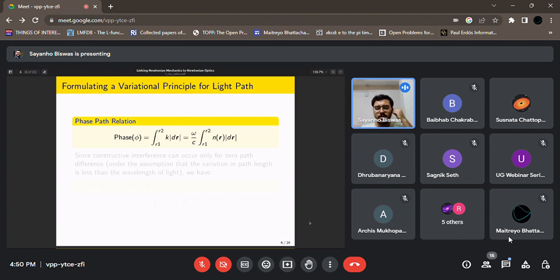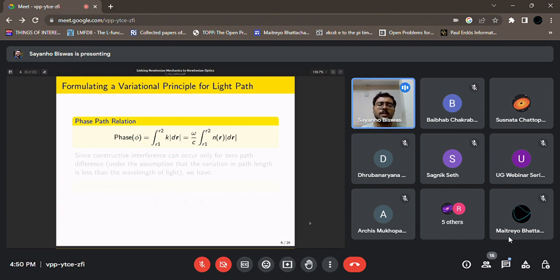Light wave is what we are talking about. Formulating a variational principle for light path. That's the heading. Okay, so if this is so, then k we know is omega n by c. I'm not making any assumptions here. Okay, k is omega n by c. How is it so? Let me clarify this a bit more.